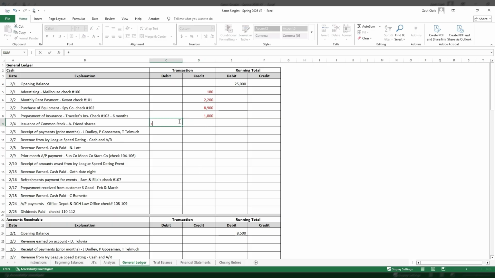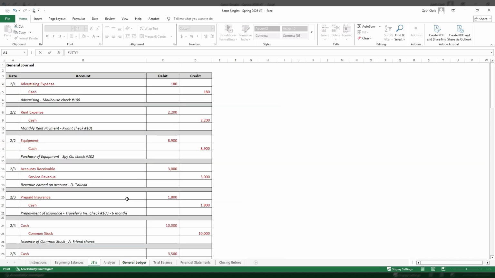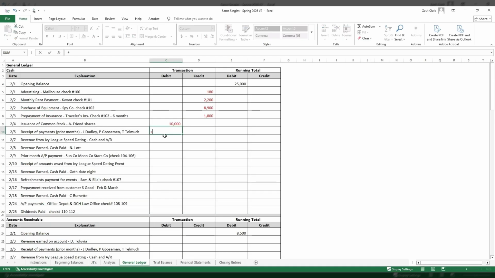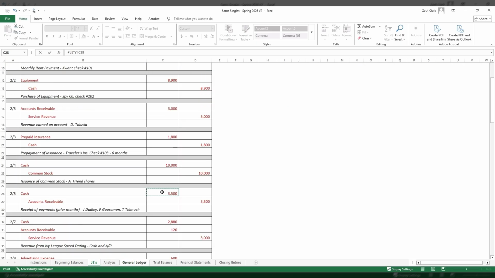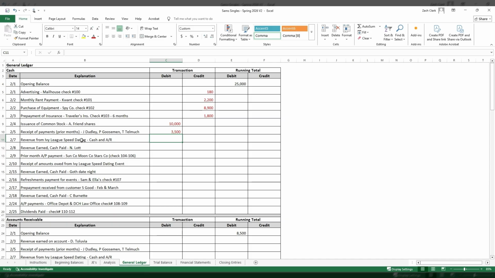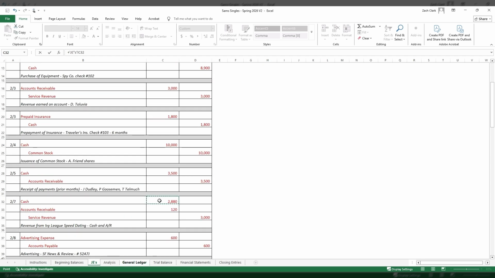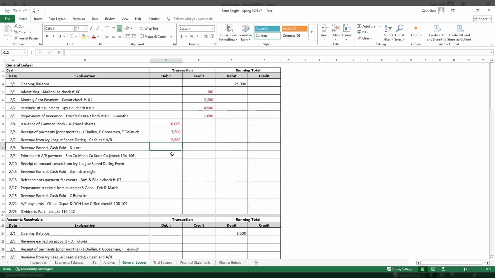Excuse me. Then we had a cash receipt into the business here. We're going to have another cash receipt. We received some receivables, but this was on the 4th. So receipt payments on the 5th, $3,500. Let's see. Okay, so here we had revenue from our, most of it that was paid on the 7th. So we'll go to the 7th here, $2,880. So that was that. We recorded the $3,500. Okay, so now let's go to February 8th.